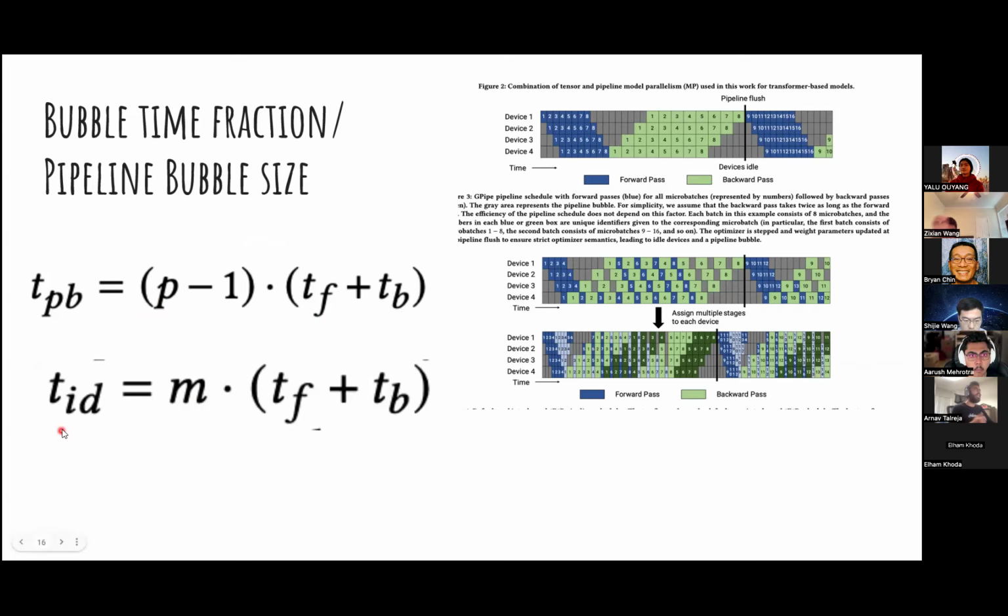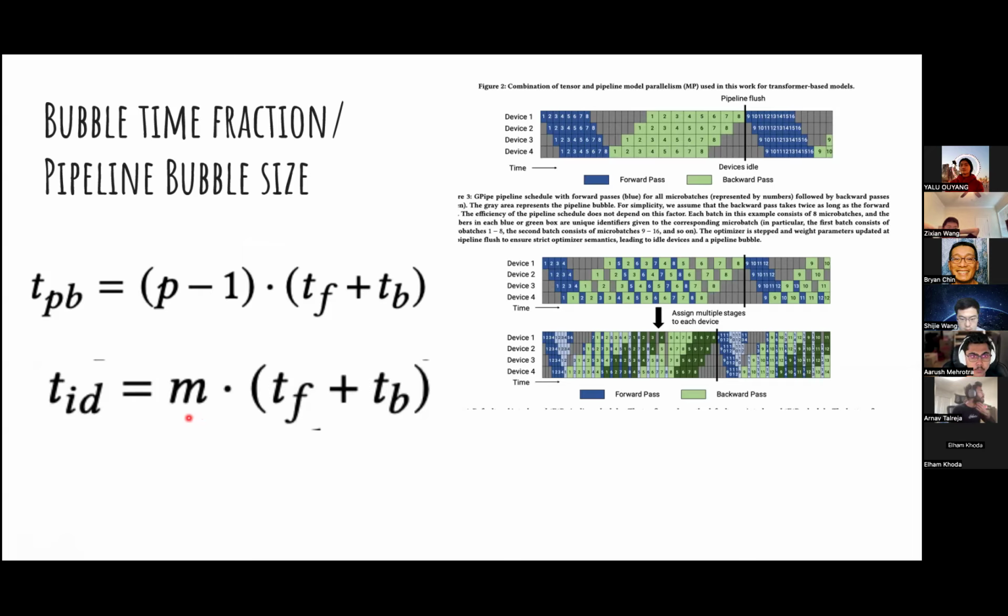Now, here we have the ideal time to process an entire batch, which is M microbatches. You might see that the ideal time is given by M times (TF plus TB). But you might ask, Arnav, you just described that the time to process one microbatch is given by (P minus 1) times (TF plus TB). So how is it that the ideal time to process all the microbatches is M times (TF plus TB)? Why is it not M times (P minus 1) times (TF plus TB)?